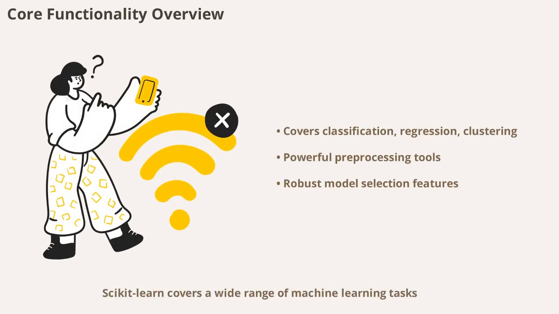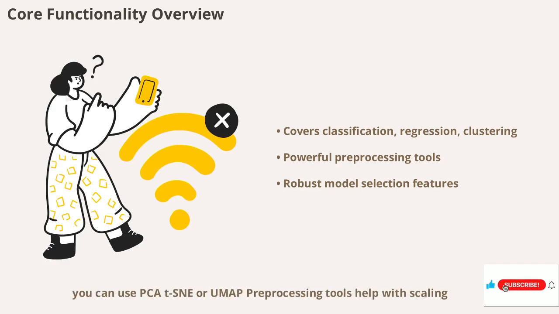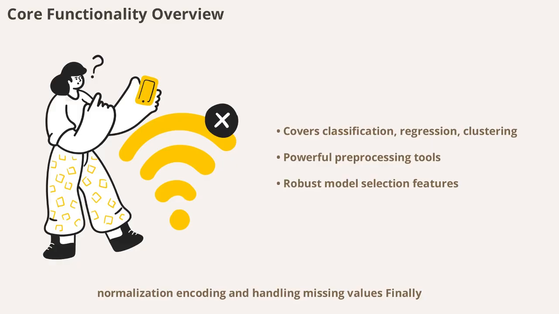Scikit-learn covers a wide range of machine learning tasks. For classification, you have algorithms like logistic regression, SVM, random forests, and more. Regression tasks are handled by linear regression, ridge, lasso, and tree-based models. Clustering includes k-means, DBSCAN, and hierarchical clustering. For dimensionality reduction, you can use PCA, t-SNE, or UMAP. Pre-processing tools help with scaling, normalization, encoding, and handling missing values. Finally, model selection features like cross-validation and hyperparameter tuning round out the toolkit.